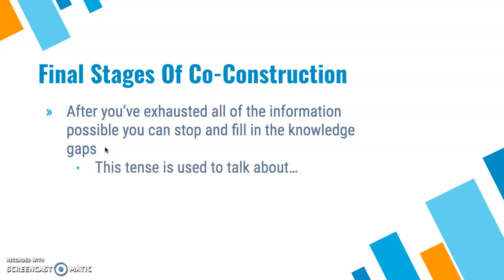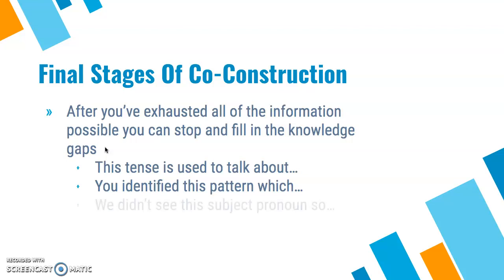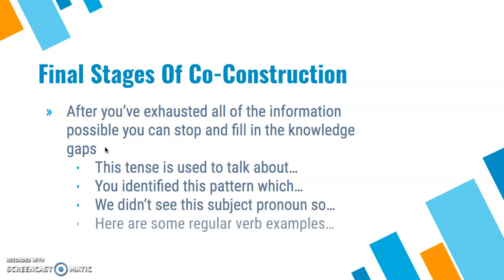So a lot of the times we'll say things like this tense is used to talk about the future, used to talk about opinions, right? You identified this pattern, which is how we form the present perfect, for example. We didn't see the subject pronoun, so let me tell you how it's set up. Or can you take a guess how it's set up?